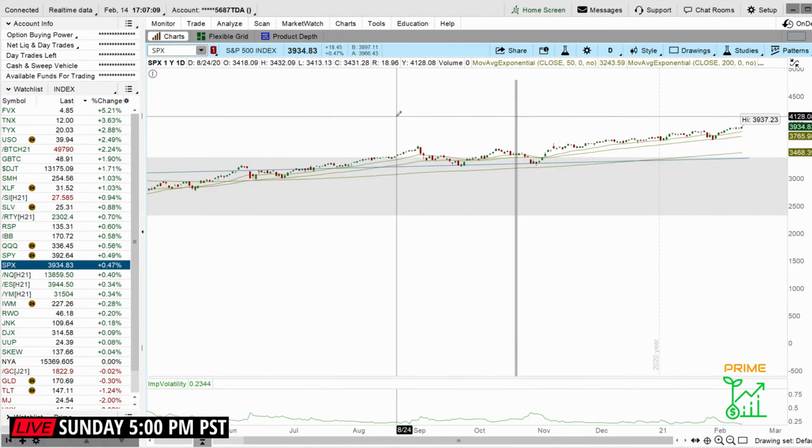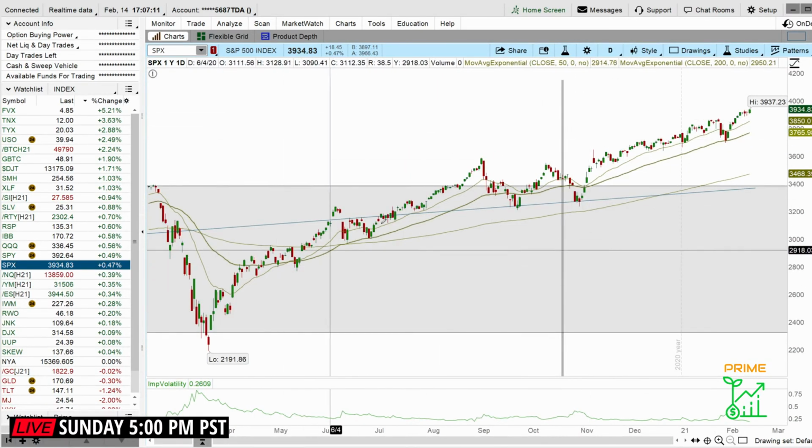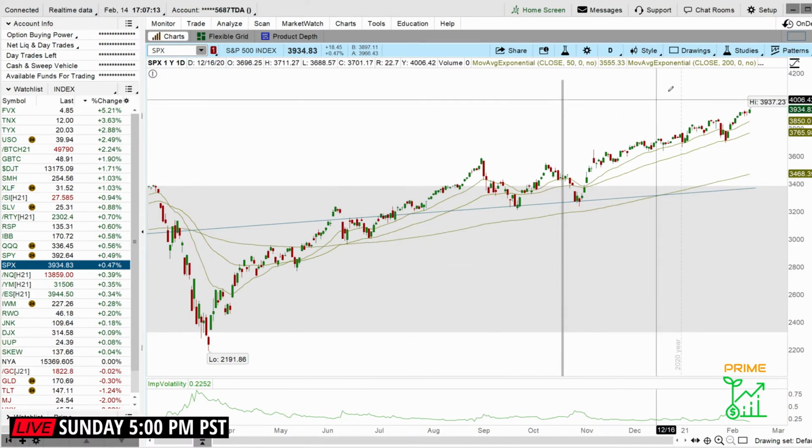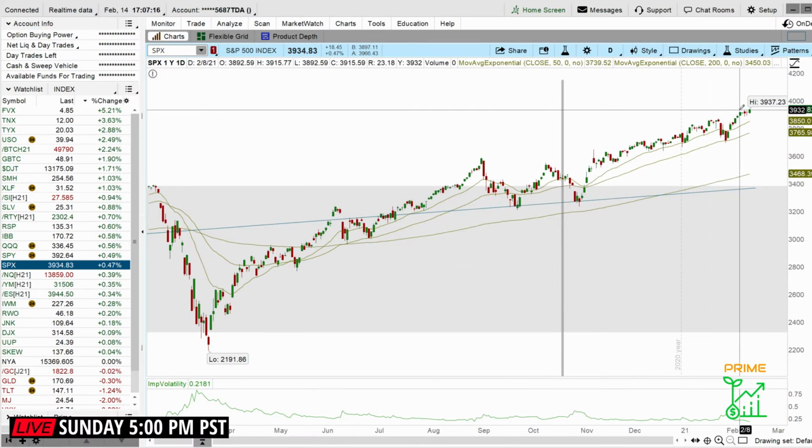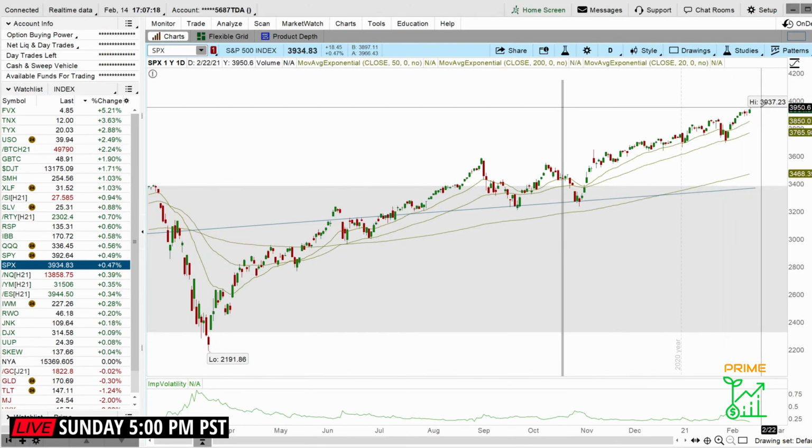Again, that's the monthly time frame. Let's go down to the daily chart. Where are we exactly on the daily chart? We've broken out to the all-time highs, and we've really never looked back. It's a perpetual uptrend.